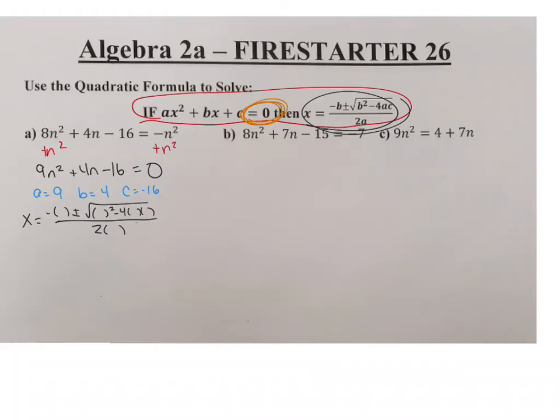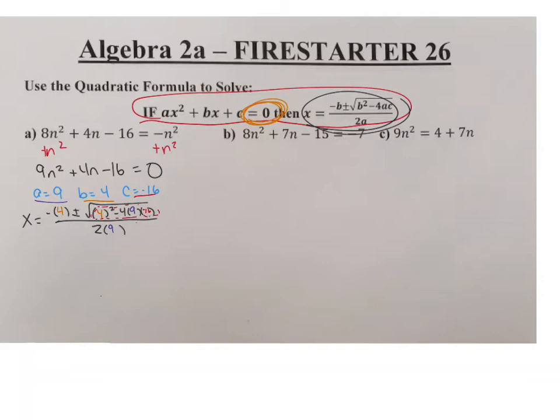So A is 9. So wherever I see A, that's going to be next to the 4 and next to the 2. B is 4, so I put 4 in the first set of parentheses, second set of parentheses, and C is negative 16, so I put negative 16 there. Now remember, inside the radical is called the discriminant. So this right here is called the discriminant.